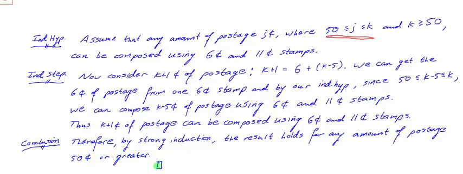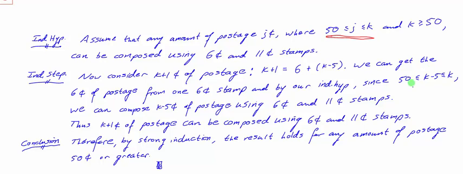And that would complete the proof. Now, I mentioned that there was a problem back here. What's the problem? Well, our induction hypothesis applies to j, some amount of postage, greater than or equal to 50 cents, less than or equal to k cents, where k is greater than or equal to 50.